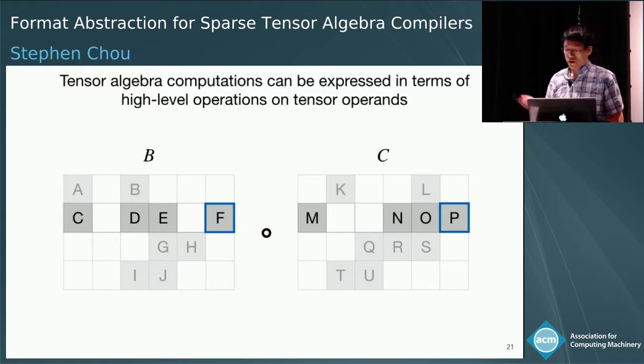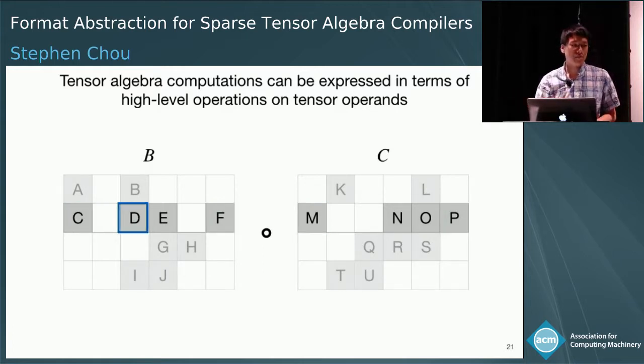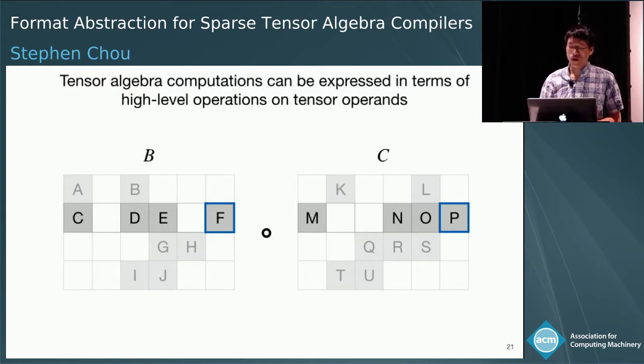Another algorithm, though, is to just iterate over all non-zero elements of B, and for each non-zero element in B, find its corresponding element in C. And now the second approach can be more efficient in general, since it only has to iterate over all non-zeros of one operand, as opposed to all non-zero elements of both operands. But this does assume that we can actually efficiently random access into C.